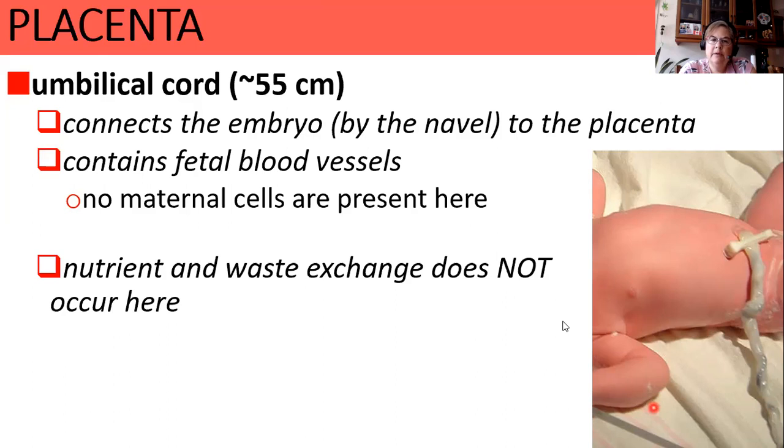The thing to remember with this point here is that nutrient and waste exchange doesn't happen here. The waste exchange happens at the placenta. Then whatever's happened is carried through the umbilical cord, but there's no exchange that happens in the umbilical cord.